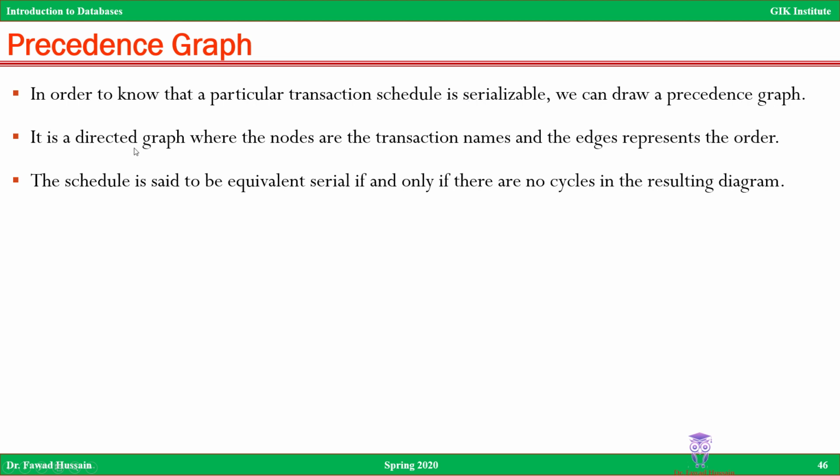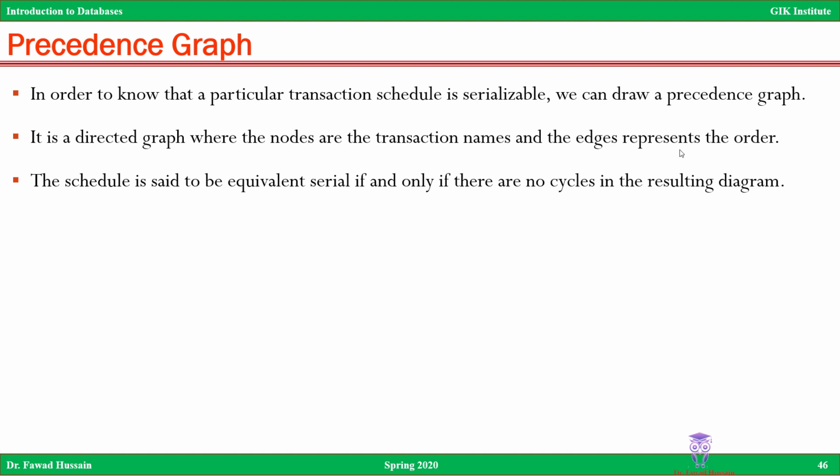A precedence graph is a directed graph where the nodes are the transaction names and the edges represent the order. So we are going to make a graph. The transactions are going to form the nodes, and we are going to look at whether one transaction is reading after the other is writing, or there is a write after read, or a read after write, or a write after write, and we are going to draw different edges.